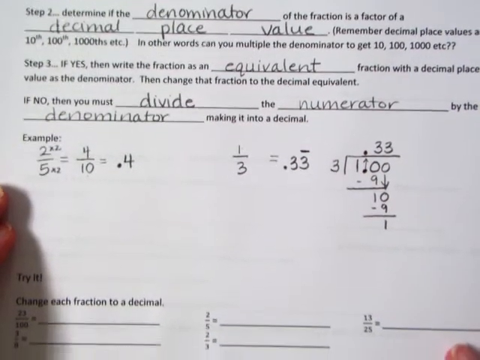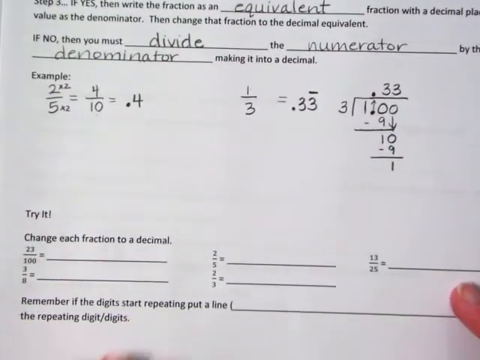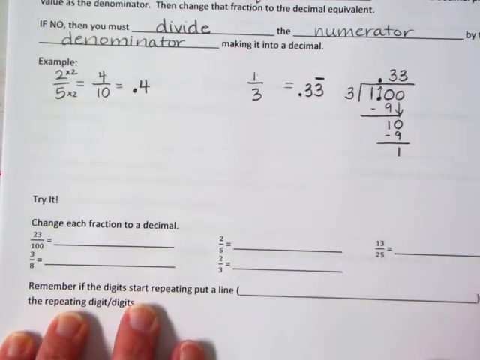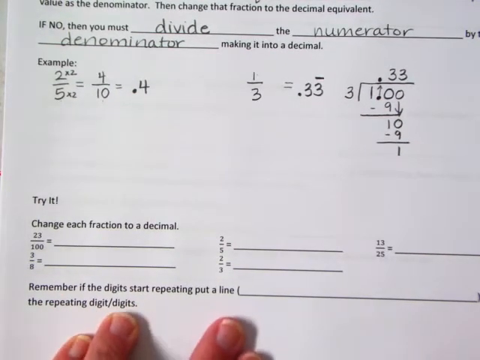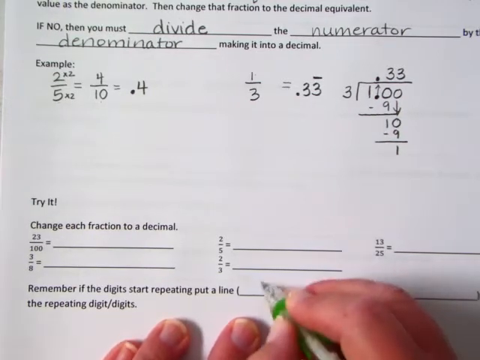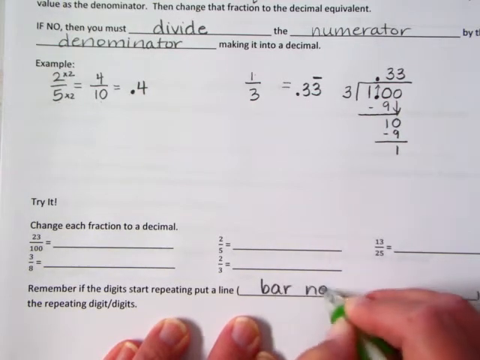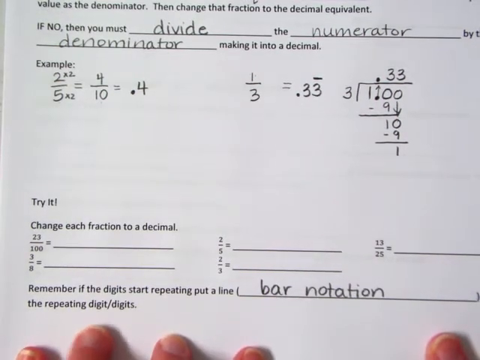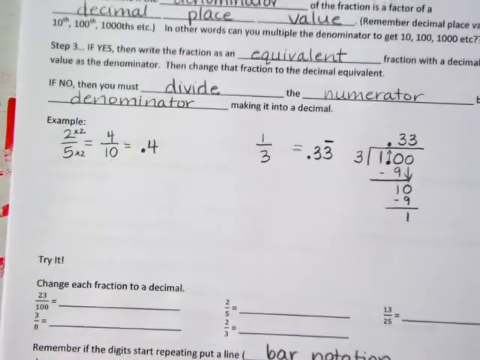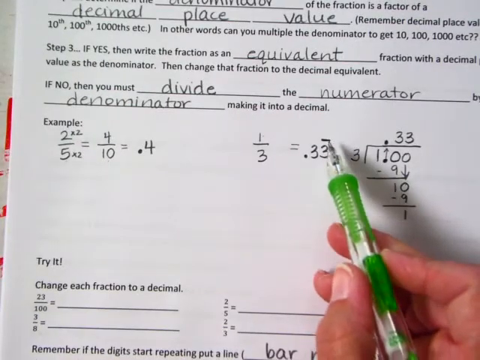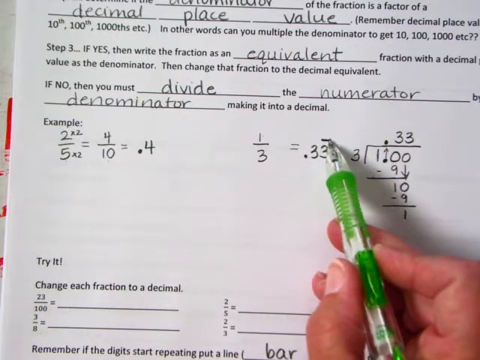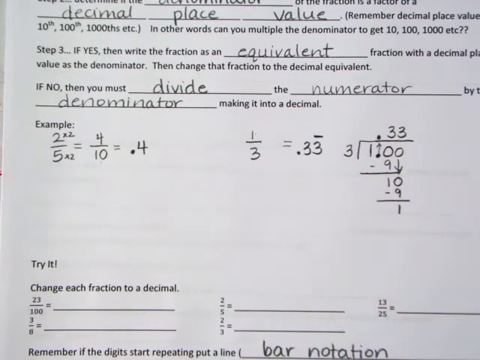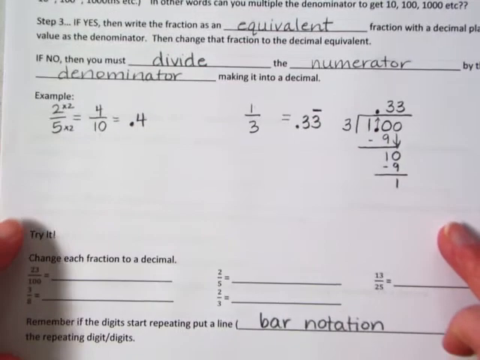If you skip down below your try it here at the bottom, there's a little note here that says, remember, if the digits start repeating, put a line. That is called bar notation. Put a line over the digits or digit that is repeating. So in this case, the 3 is the repeater. So I'm going to put a line over my 3 that tells me this decimal goes on and on and on forever.